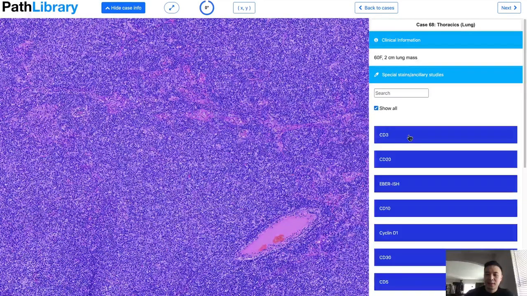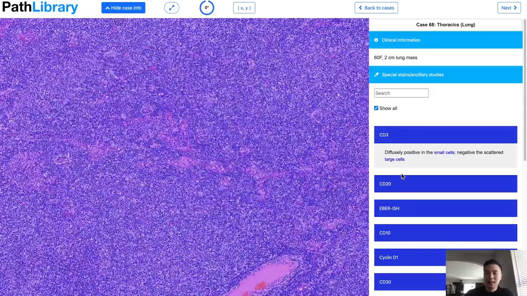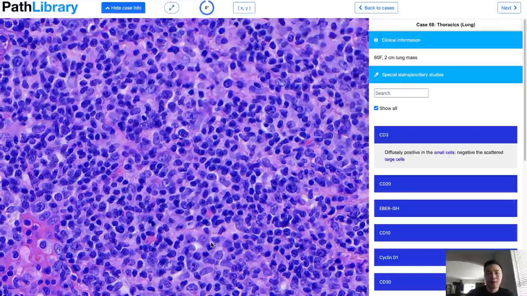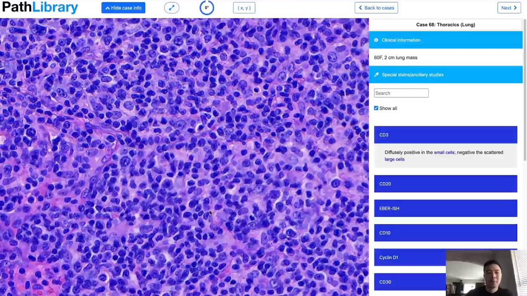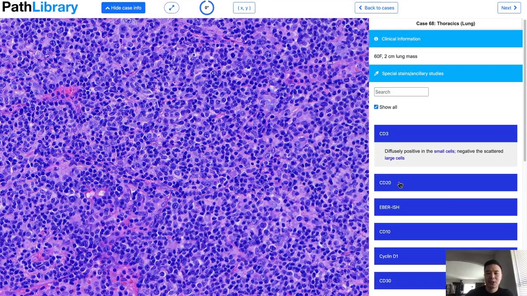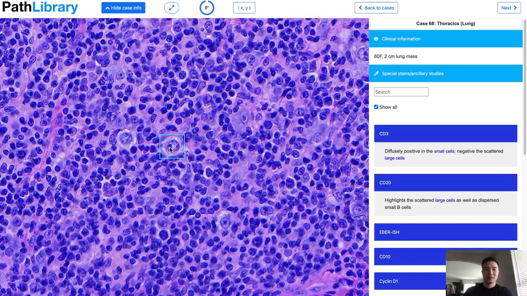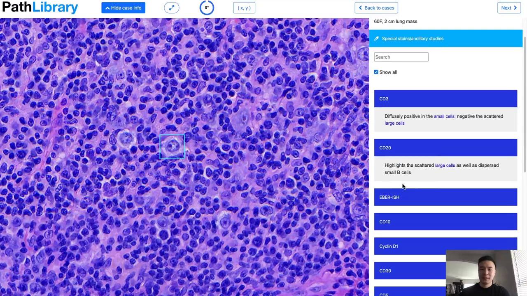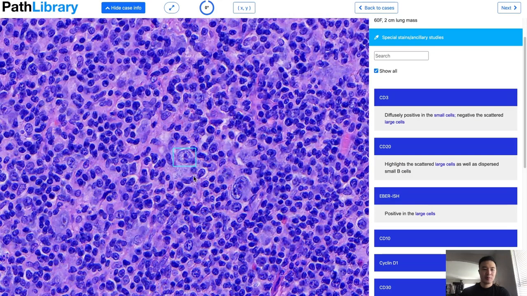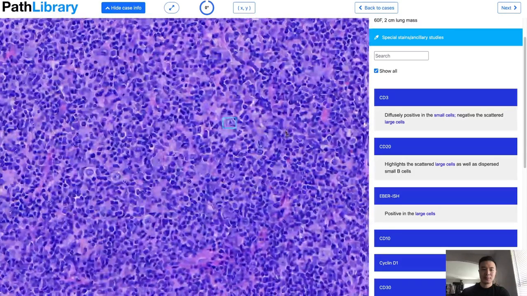And so here were the stains. So it is CD3 and it's positive in the small cells. So these are T cells. And so I was thinking, like, is this NLP Hodgkin's, where the T cells kind of rosette around the so-called popcorn cells that you see in NLP Hodgkin's? And in NLP Hodgkin's, CD20 would be positive. And it does say it was positive in the scattered large cells. So EBER-ISH is positive in the large cells.